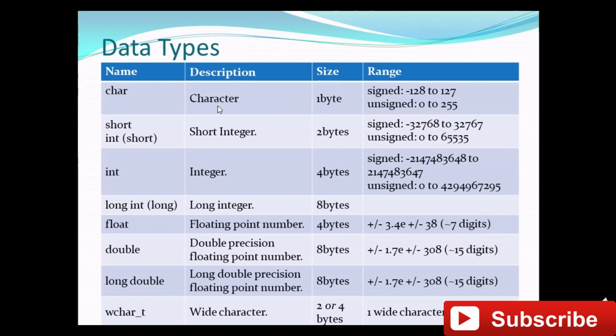Character is the character data type which has a size of 1 byte, and the range for signed is -128 to 127, and for unsigned it is 0 to 255. Similarly, the range and size go on as mentioned in the table. Short int has 2 bytes, integer has 4 bytes, long int has 8 bytes, float has 4 bytes, double has 8 bytes, long double has 8 bytes, and wide character has 2 or 4 bytes.